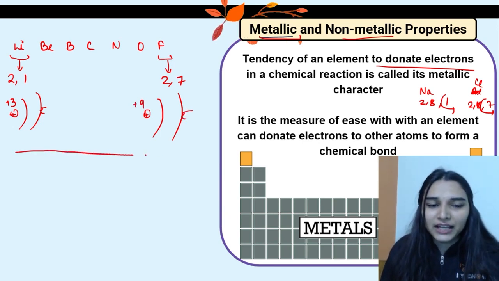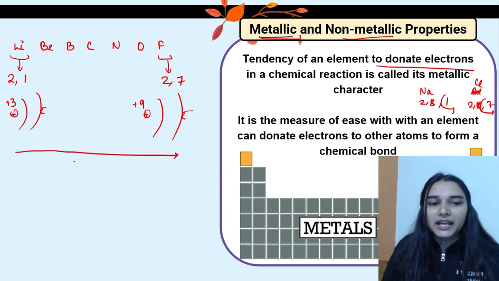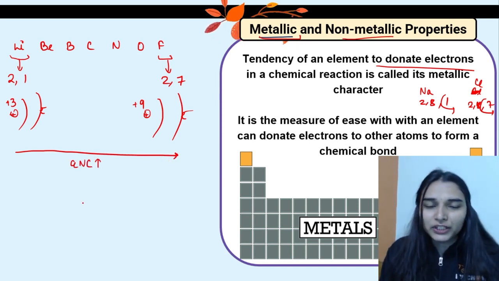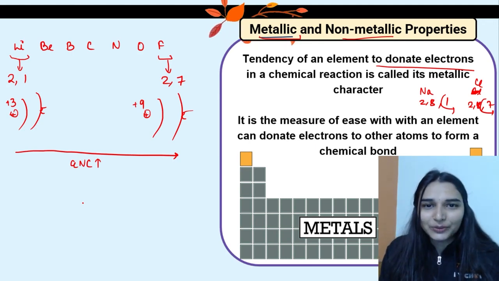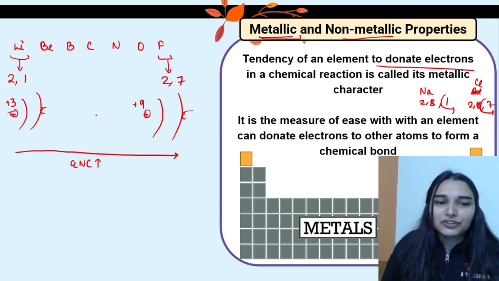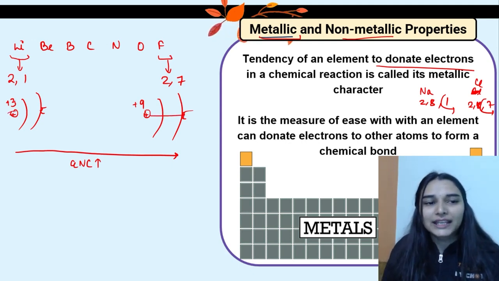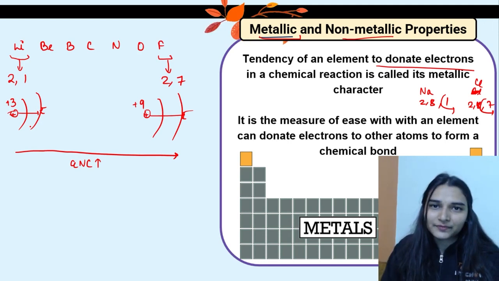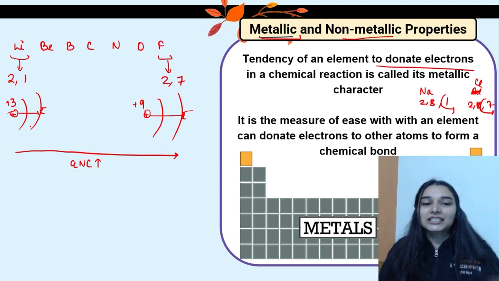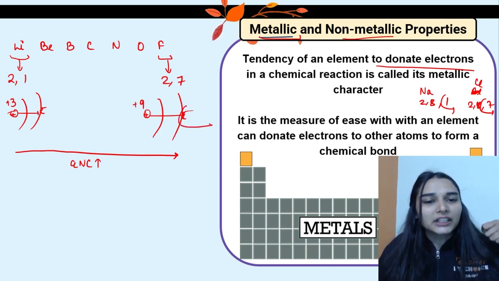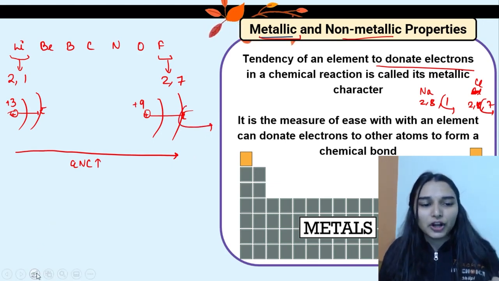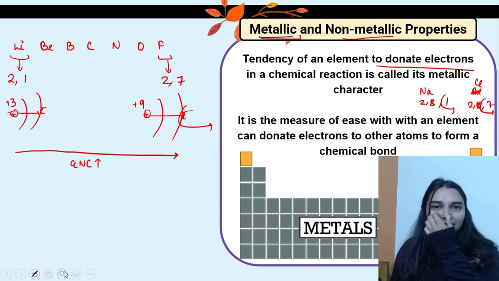So we know that when we are going left to right across a period, effective nuclear charge increases. Effective nuclear charge बढ़ रहा है ना, because number of protons are increasing. So that means nucleus will be attracting the valence electron much tightly in the case of fluorine as compared to the lithium. So if nucleus is tightly attracting the valence electron, in that case it is difficult to remove the electron. Yes or no, everybody in the chat box?